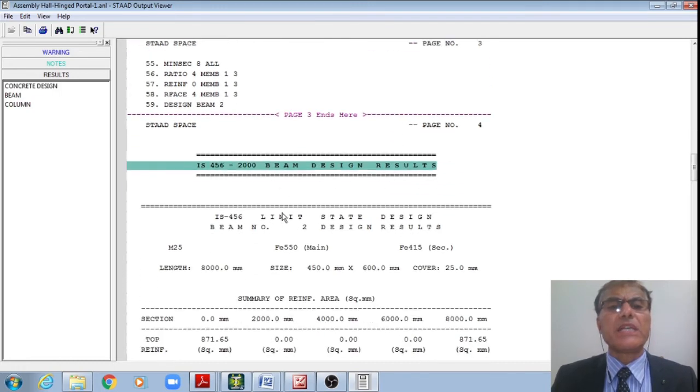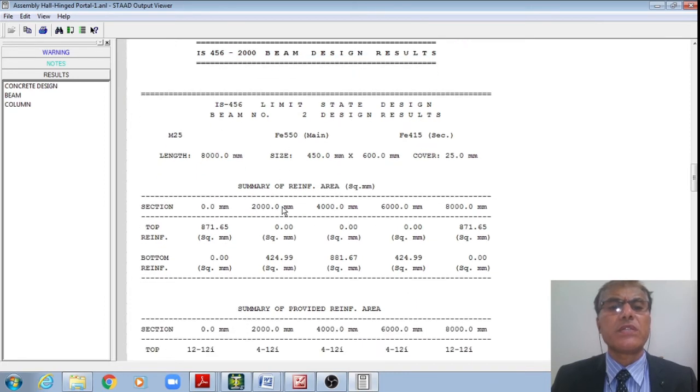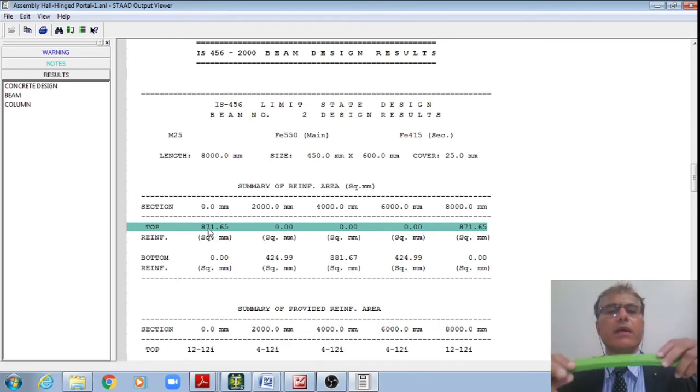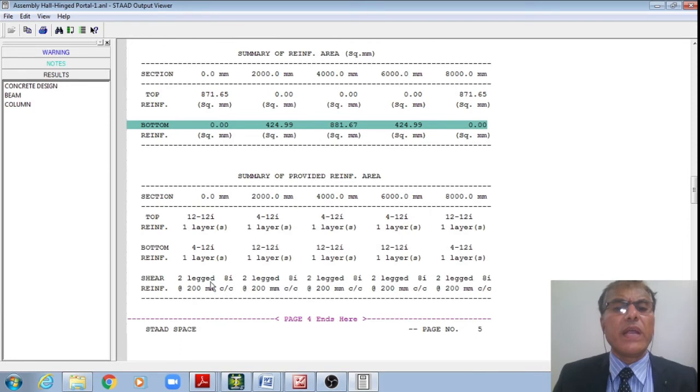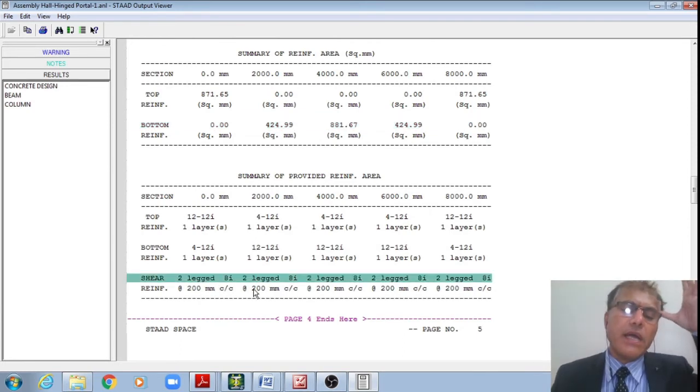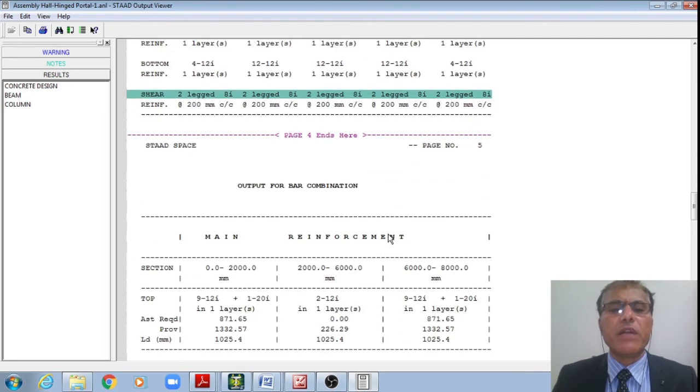Concrete designs as per IS 456 2000. Just now we have seen that in the beam, this is beam 2 actually, the negative steel, AST negative, is equal to 871, whereas for positive bending moment, the sagging bending moment, it is equal to 881.67. Whereas for the stirrups, I got 8 mm dia at 200 mm center to center, but when I calculated manually, I got 8 mm dia at 184 mm. That is a small difference, student.